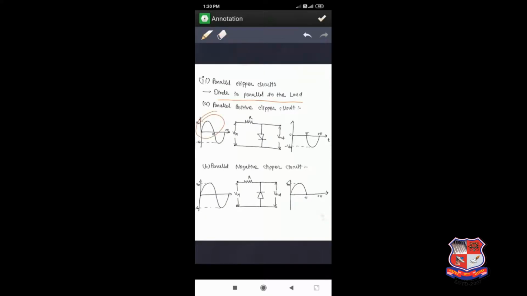Positive cycle of the whole portion is skipped. It is called a parallel positive clipper circuit. Now the second case is the parallel negative clipper circuit. In that, the direction of the diode is changed.